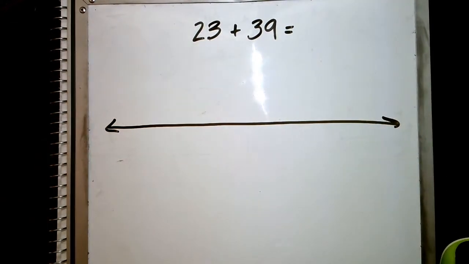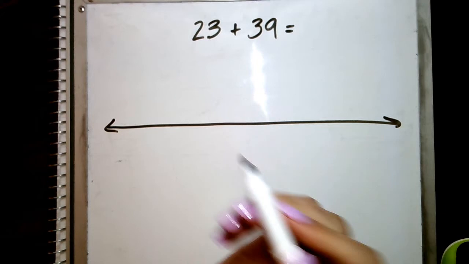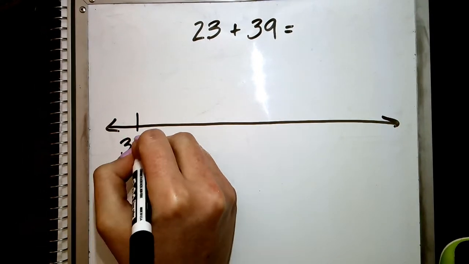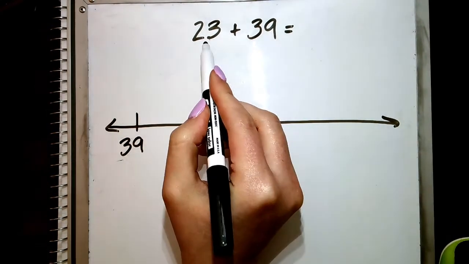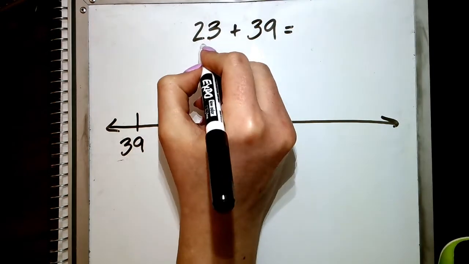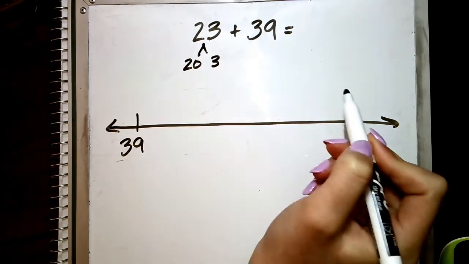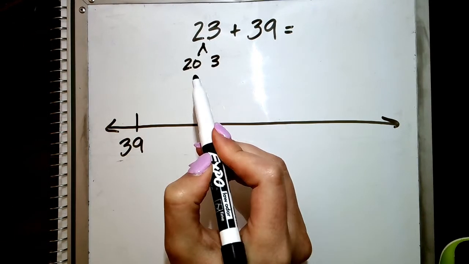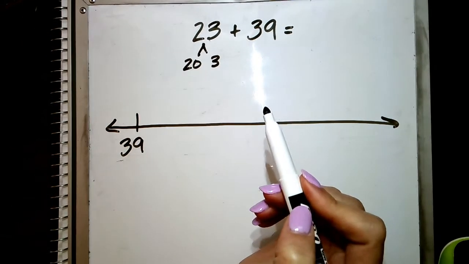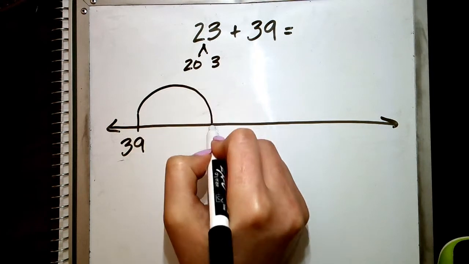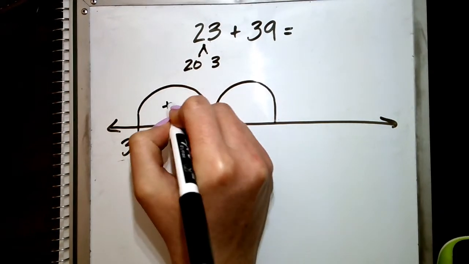So if you want to just stick to the method that we usually use and don't worry about that plus 1 if that is confusing for you, then once again you can just start at 39 since it's the bigger number, and then simply add your 23. So again, with that splitting strategy, we have 20 and then 3. Since I have 2 groups of 10, I can do 2 jumps of 10 from 39.